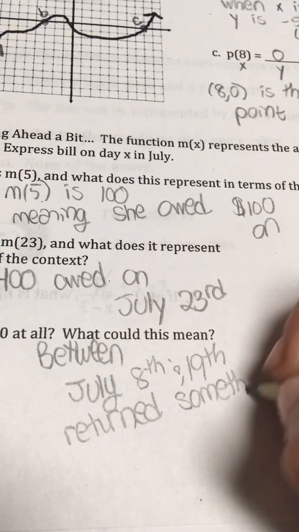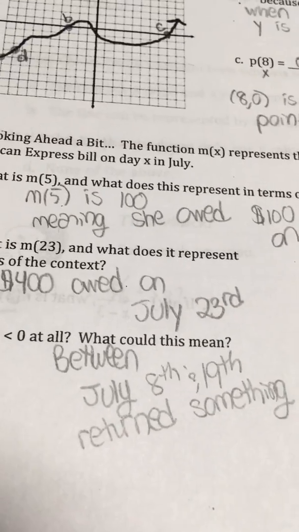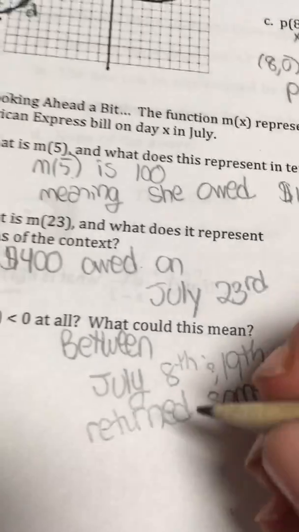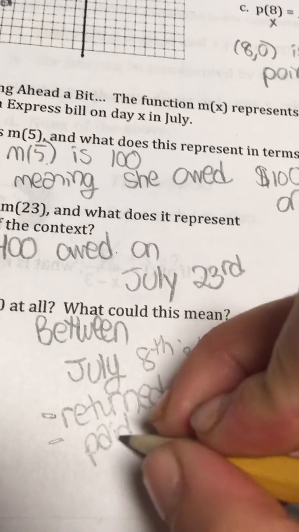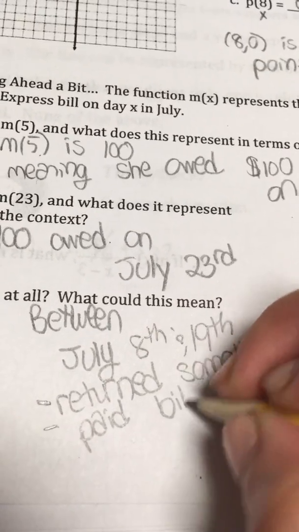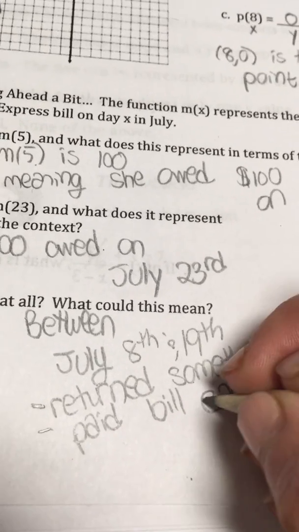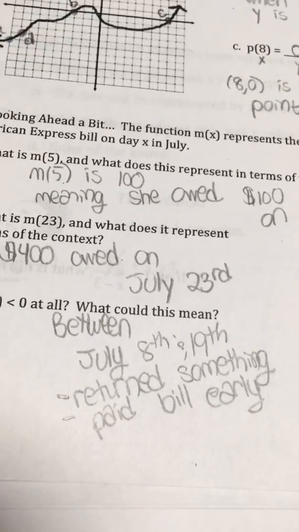So say she returned something from last month that she bought that was $600, but she only owed $100, then she could be in the negatives of what she owes now. She got some money back. It could also mean that she paid her bill early. Some people do that. They'll call in advance and just pay the bill early so that way they know that they're not spending that money. So if you can come up with others and you want to share with me, that would be wonderful as well.